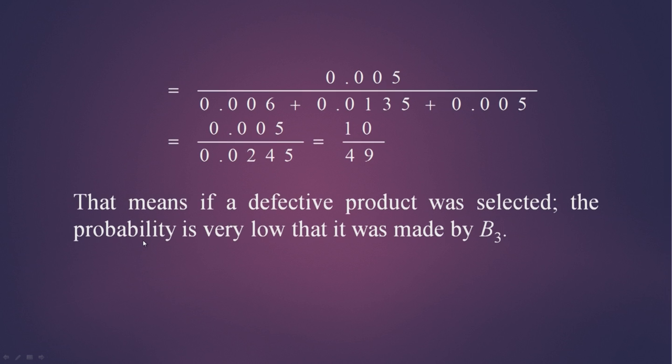So, that means if a defective product was selected, the probability is very low that it was made by B3.